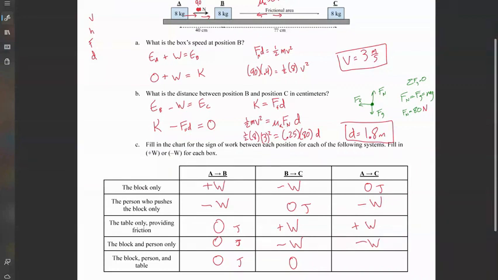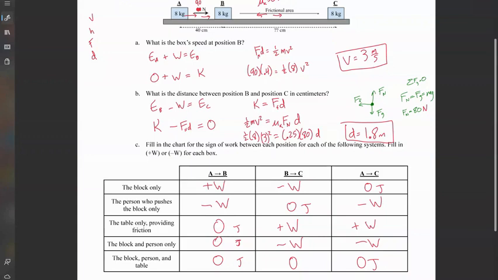But then here, the person gave the block energy. The block then gave that energy to the table in the form of heat. So the person lost some, the block had a net 0, but the table had a net gain. So overall, there is a net 0 for the block, person, and table.